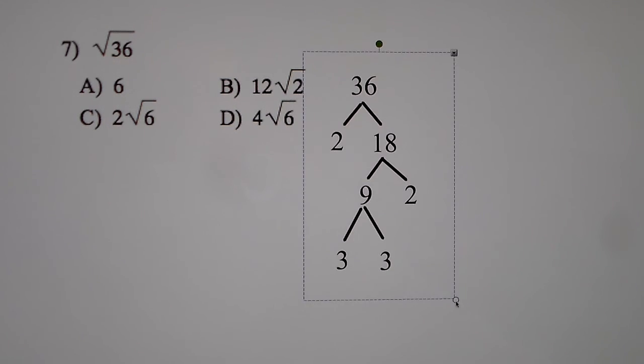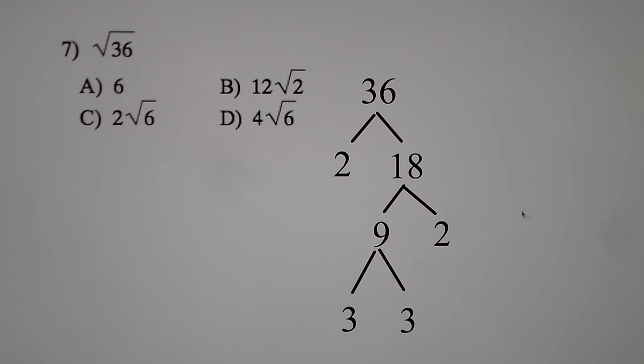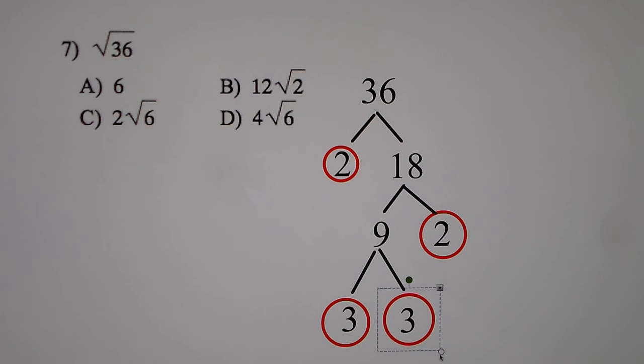So I take my 36, since it's an even number I like dividing by 2. So 36 divided by 2 gets you 2 and 18. We know 2 is a prime number. 18 is composite. 18 divided by 2 gets us 9. So we have 9 and 2. Now 9 is composite, so we don't circle it. We circle the primes, which is that 2. And 9 divided by 3 is 3, which consists of 2 prime numbers there.